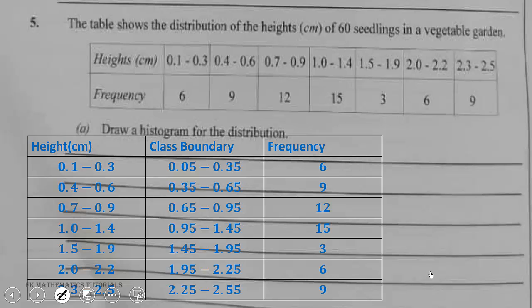The height in centimeters, we have the class boundary. So to get a lower class boundary, you have to get a difference between this class and this class, which is 0.1. Divided by 2, you get 0.05. So subtract 0.05 from 0.1, that will give you 0.05. And add 0.05 to 0.3, that will give you 0.35. So repeat the same process. Subtract 0.05 from 0.4 to get this. Then add 0.05 to 0.6 to get this, until you are done getting the class boundary for all the classes. And the frequencies were as it is given in the table.